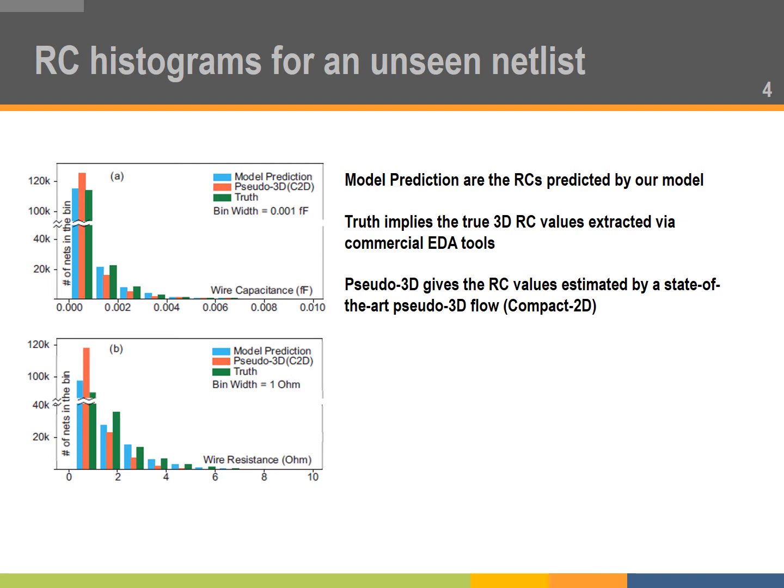And we see that the orange bin has a lot of small values, which shows that the pseudo 3D is very optimistic in the RC estimation. So it estimates a lot of small RC values and doesn't estimate large RC values properly. In contrast, we see that our ML model RCs do have a much better prediction of the capacitance as well as the resistance of the model.